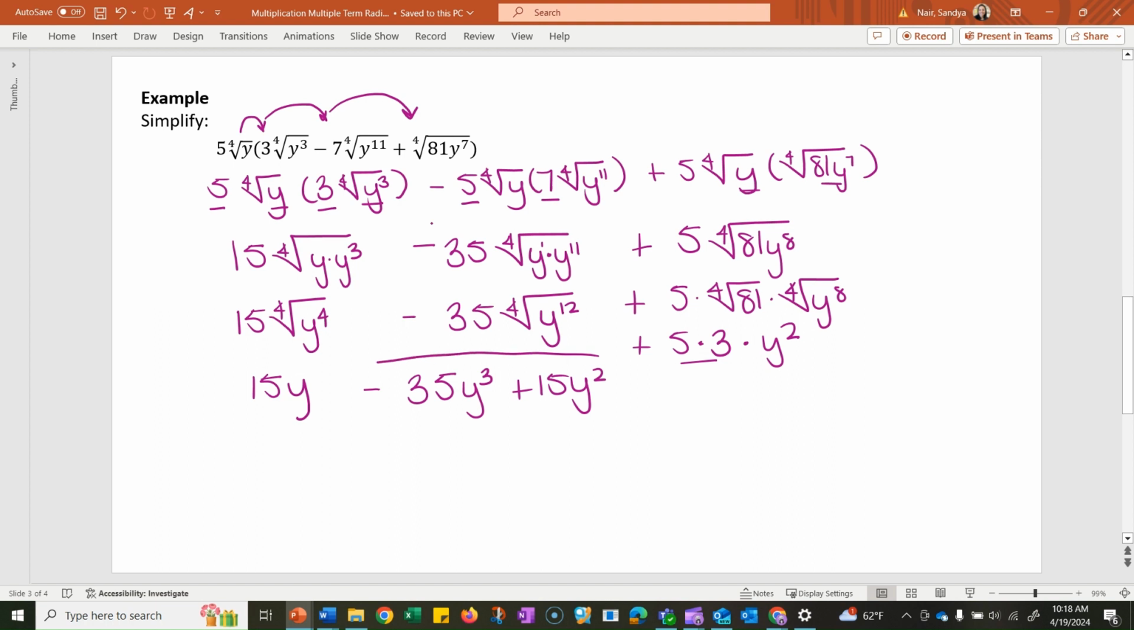So this is now my fully simplified answer. Notice that I cannot combine any of these terms because the exponents on all of my terms are different, okay? So I have to leave it as 15y minus 35y cubed plus 15y squared.